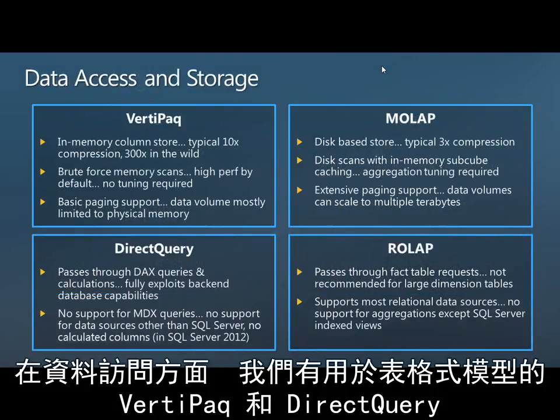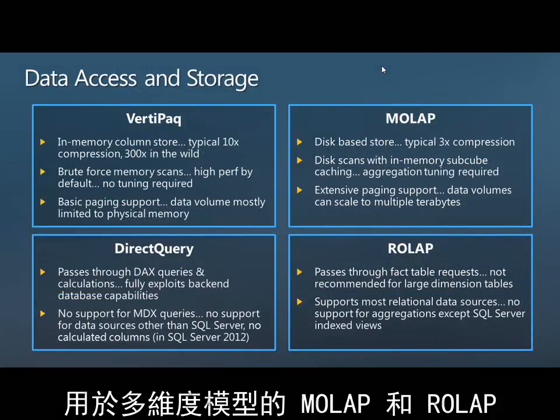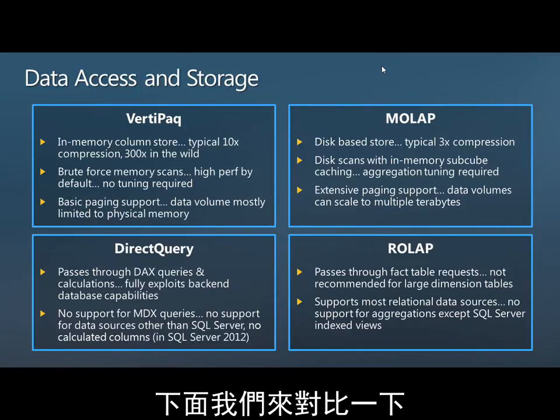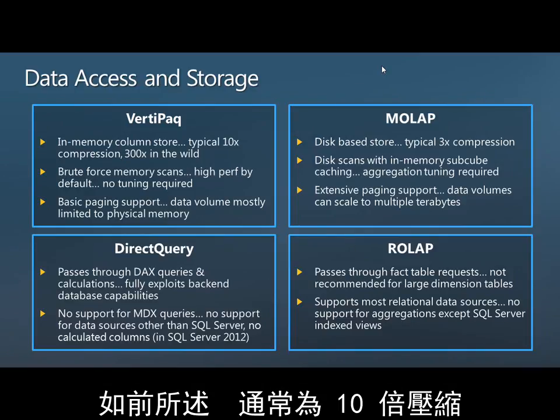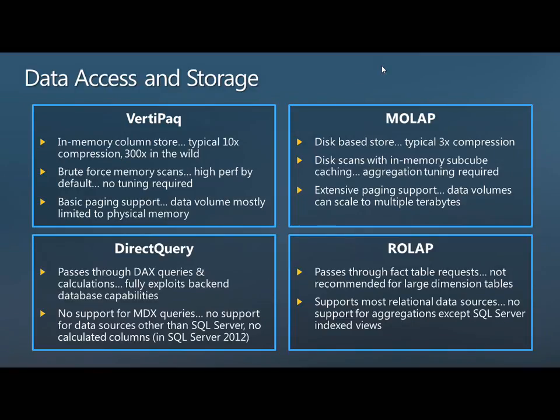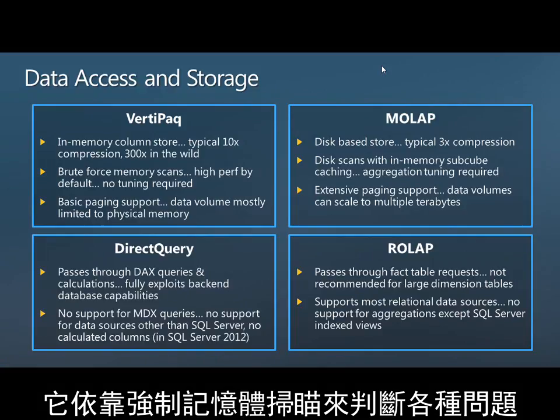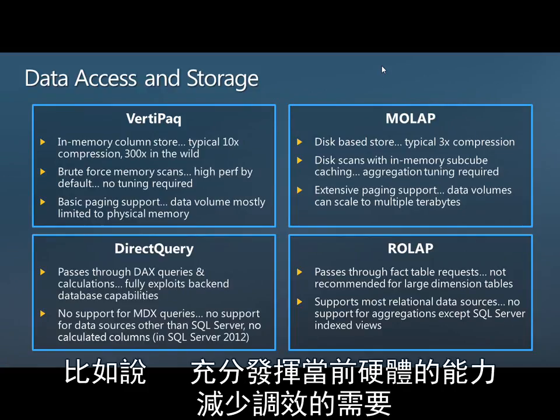On data access, again we have VertiPaq and DirectQuery for tabular models, MOLAP and ROLAP for multidimensional models. Let's contrast them. VertiPaq is an in-memory column store. As I mentioned, about 10x compression is typical. It relies on brute force memory scans. It just recognizes that the hardware these days is pretty competent, so let's squeeze out as much as we can from it and alleviate the need for tuning.